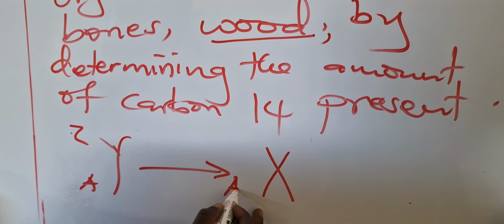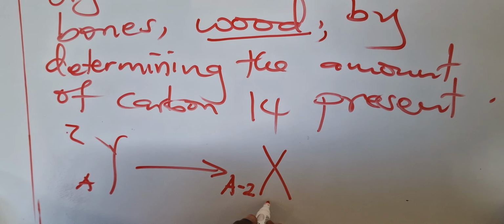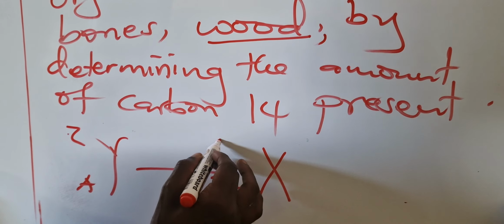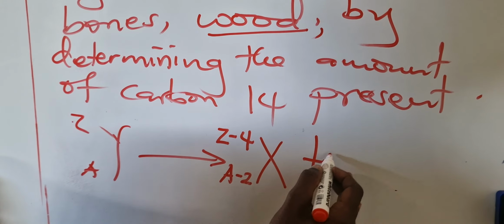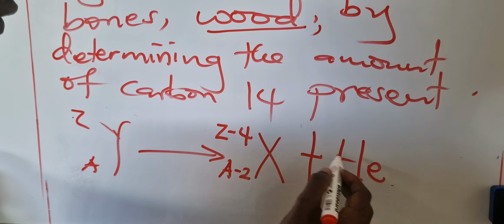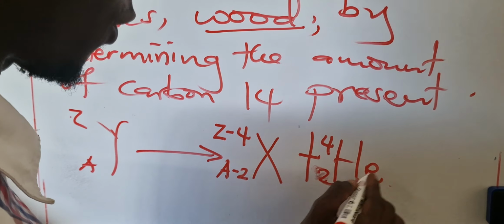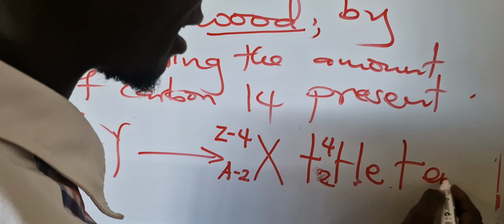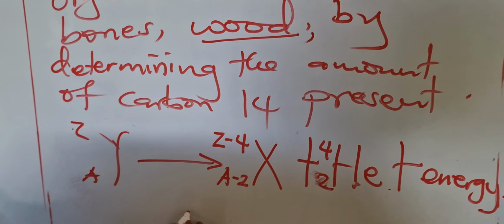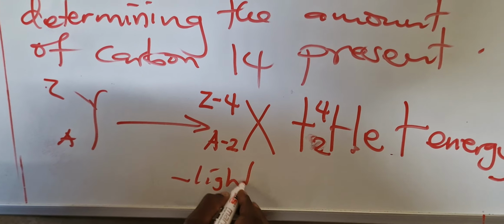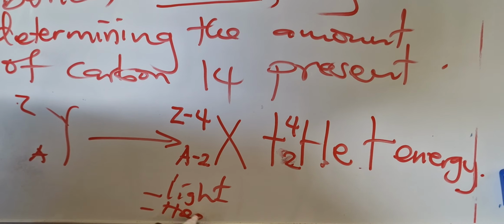we said the atomic number will be reduced by 2 on the daughter nucleus, and the mass number will be reduced by 4. So this is always defined as an alpha decay. But among the products formed, there is also energy. This kind of energy may be light, or sometimes it may be heat.